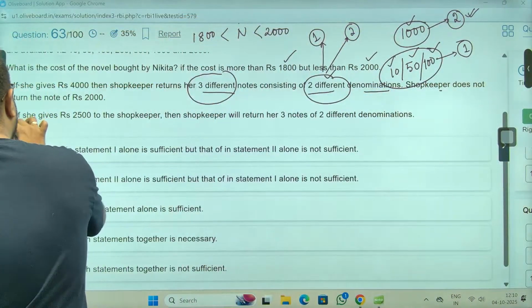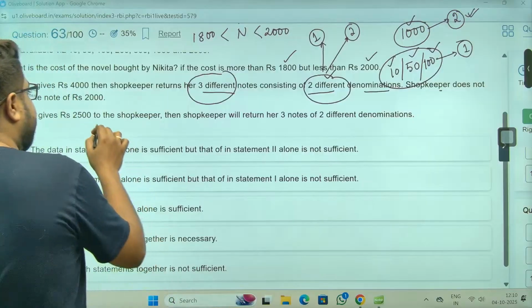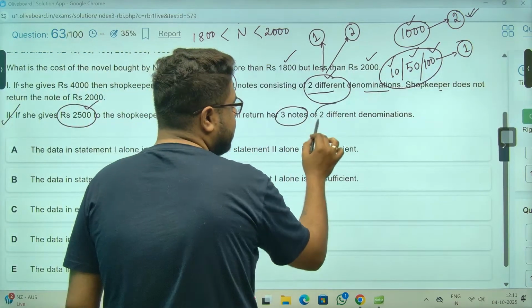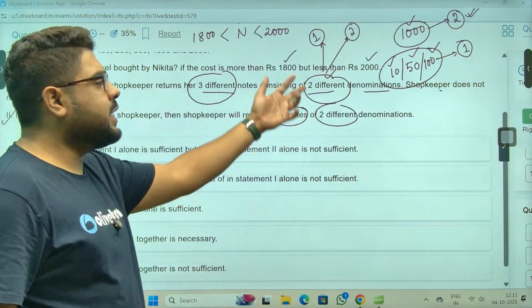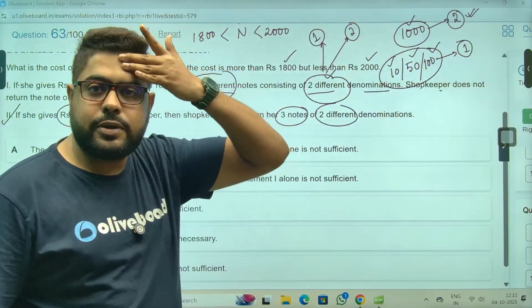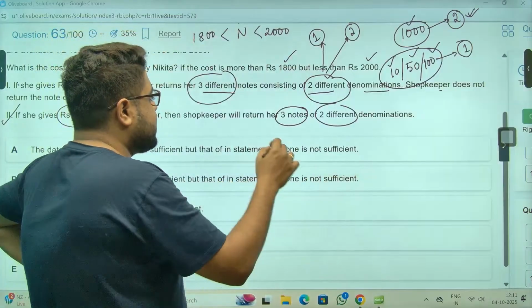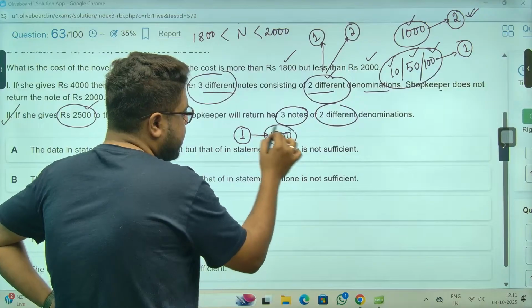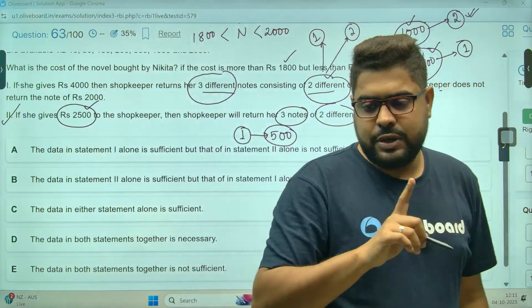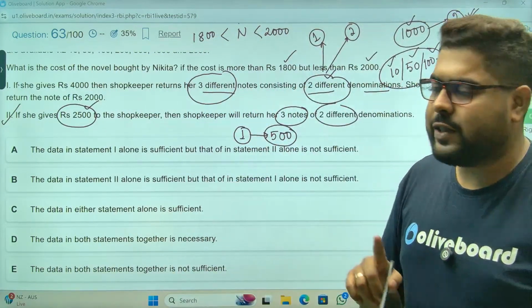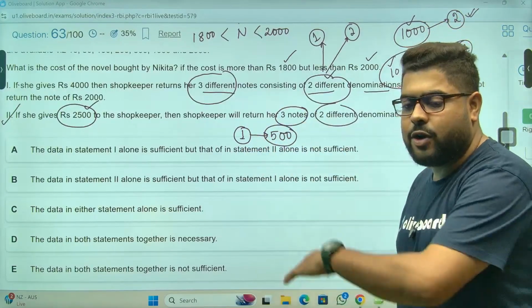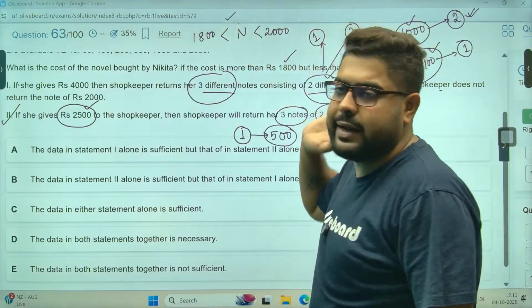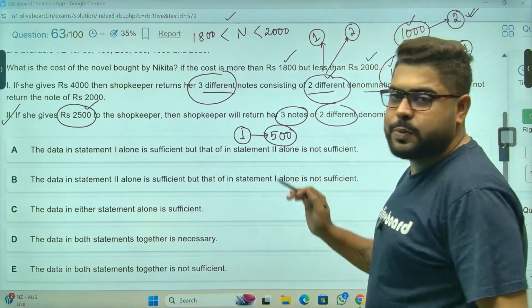Again, sir, let's do the same with statement 2. 2500 Nikita has given. Again, sir, 3 notes of 2 different denominations. One note, one denomination, other notes, other denomination. Now, one denomination has to be 500, and that has to be only one note. Because two 500 notes, if the shopkeeper gives back, that means we have gone to 1500 level, and 1500 level means this condition is getting violated. That cannot happen. One 500 rupee note.